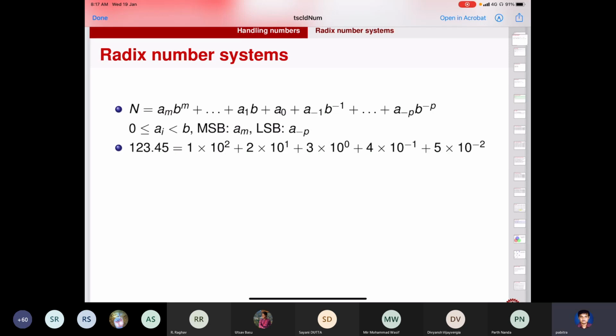Okay, so this is an example expansion, I should not say expansion, it's a representation of 123.45. As you can understand, this is a decimal representation of 123.45.